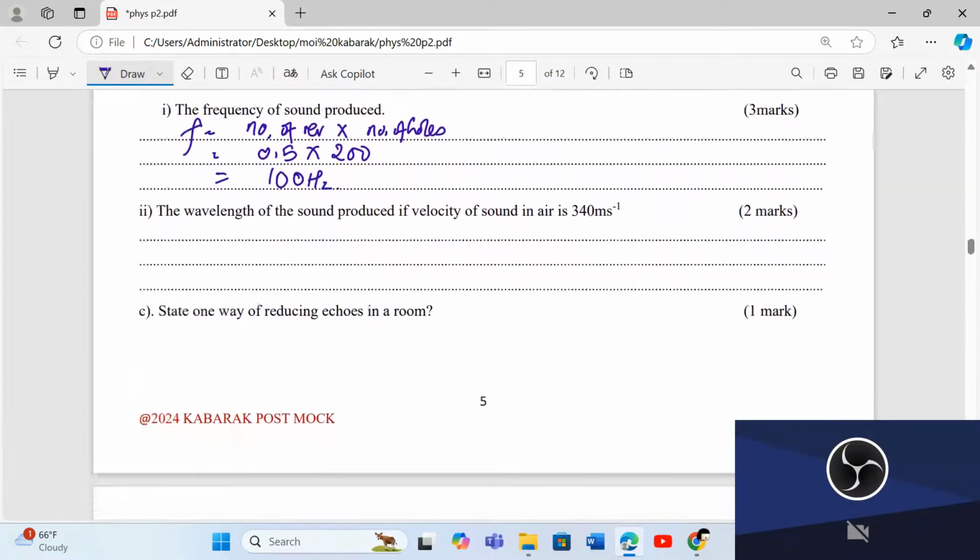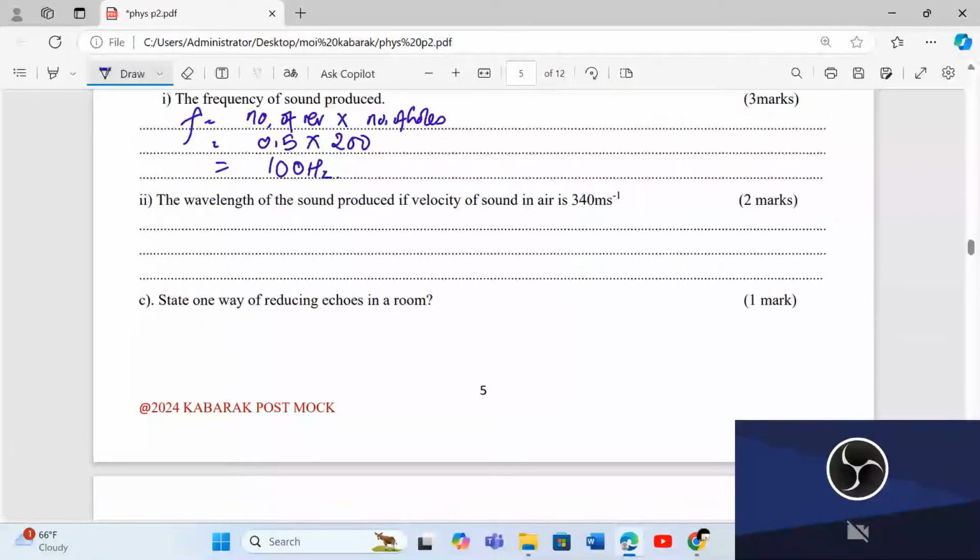Two, the wavelength of the sound produced if the velocity of sound in air is 340 meters per second. We can use the formula velocity is given by f lambda. Therefore, 340 is equal to a frequency of 100 hertz multiplied by lambda. Making lambda the subject of the formula, it becomes 340 divided by 100. In this case, we arrive at 3.4 meters. That becomes our wavelength.